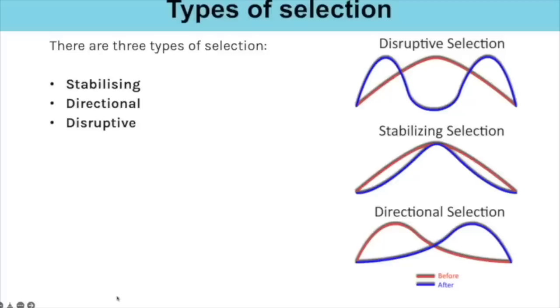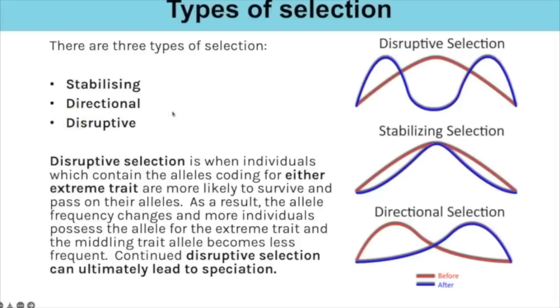So that takes us on to this idea of types of selection. Now, in topic 4, you learn about stabilizing and directional. What we're going to be covering is just disruptive, because that's the only one that comes up in topic 7. Disruptive selection, which we can see up here, is when individuals which contain the alleles coding for the extreme traits are more likely to survive and pass on their alleles.